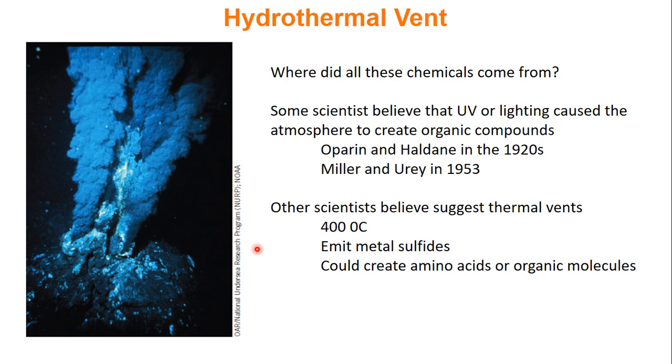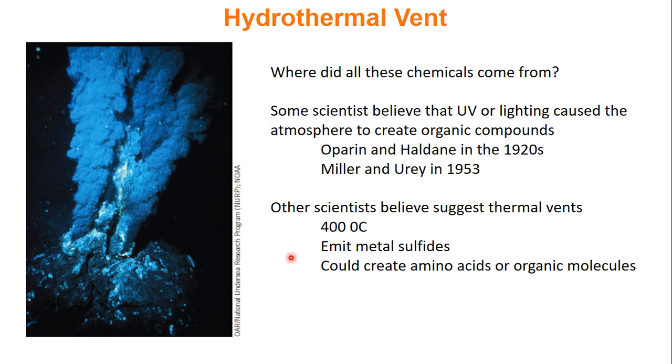Where did chemicals come from? And there's a lot of theories out there. One of the popular theories in the early 20th century was that either UV light or lightning created the first organic molecules. This was pushed by Oparin and Haldane in the 20s. And in 1953, Miller and Urey actually did an experiment where they tried to replicate early Earth's atmosphere, gave it an electric shock, and they actually got some amino acids out of it, showing that it is plausible.